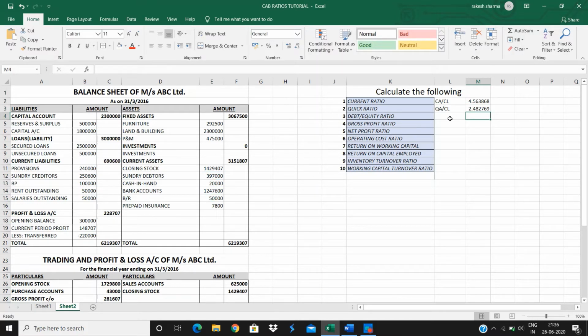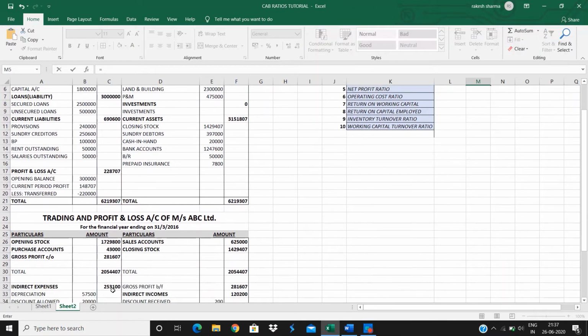Now debt equity ratio. Debt equity ratio is debt divided by capital employed. So debt is here and divided by the capital account, the capital employed, and enter. Now gross profit ratio. Gross profit ratio is gross profit divided by sales. Gross profit is here divided by sales and enter.